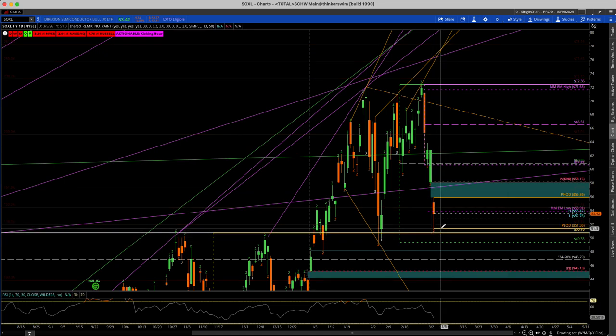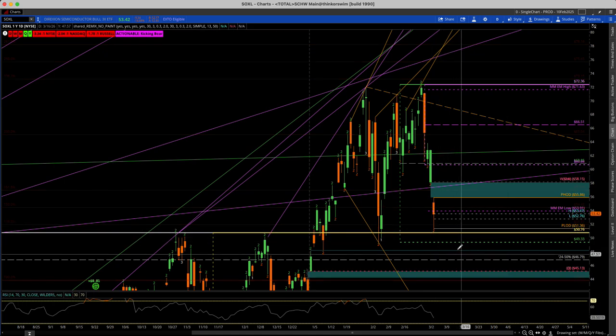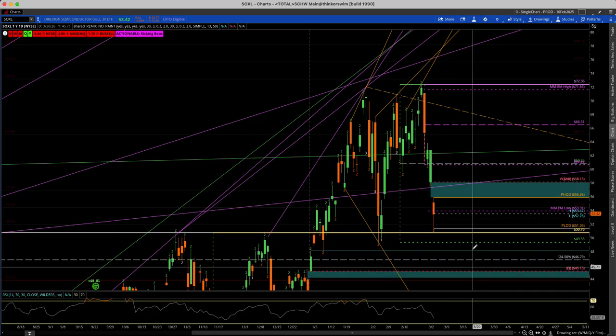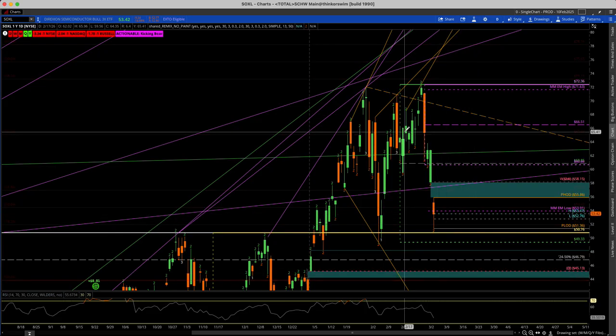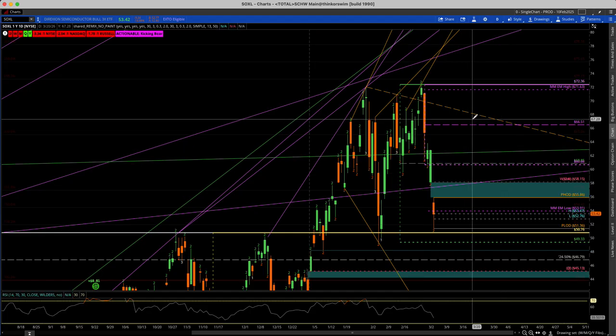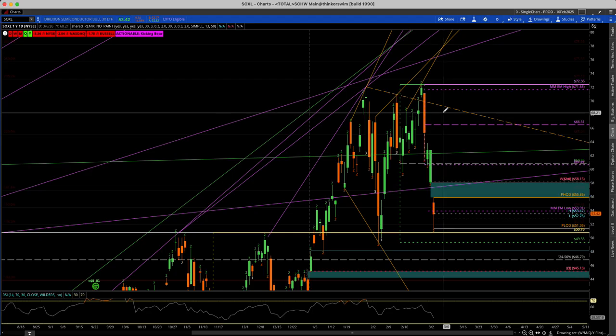We do have some major levels of support, but we do have these gaps here at 48 and 45 that could also act as magnets. So you've just got to stay on your toes. I don't know that patience is really the word right now. The word I would say is most important right now is discipline, right? If you are disciplined and wait for those actual triggers, then you should be all right.